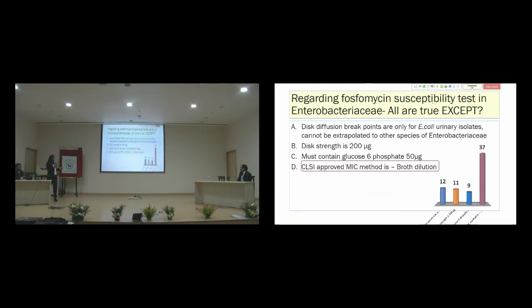So what is the CLSI approved MIC method? It is agar dilution, not the broth dilution. Other options you can see, disc diffusion breakpoints are available. In CLSI, it's available only for E. coli urinary isolates. This cannot be extrapolated for other isolates of Enterobacteriaceae. This strength is 200 microgram, plus it should also contain 50 microgram of glucose 6 phosphate.